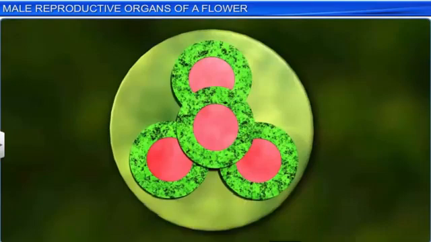Incidentally, this fusion is known as triple fusion, as it involves the fusion of 3 haploid nuclei. After the triple fusion, the central cell is called the primary endosperm cell. Did you know that syngamy and triple fusion together represent double fertilization? A phenomenon unique to flowering plants.